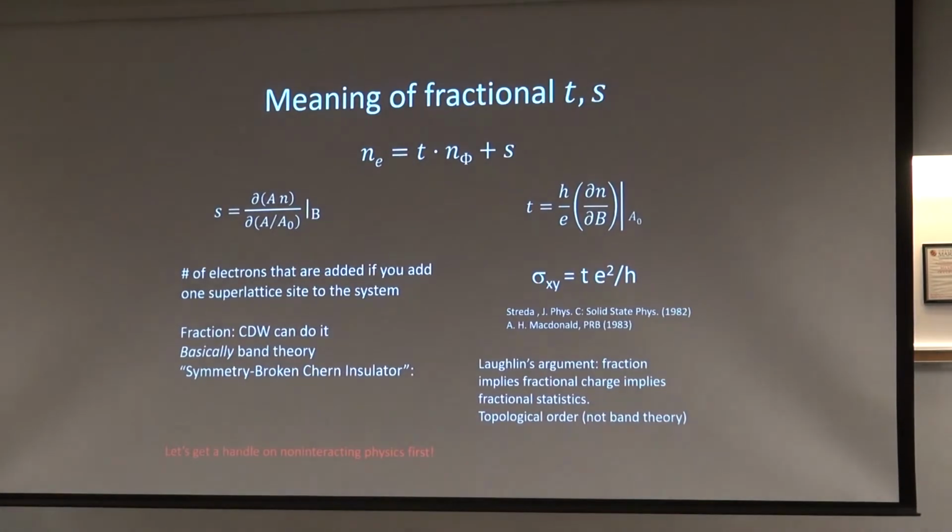Okay, so what is the meaning of a fractional T or S? So if we go back to these definitions, fractional S is telling you that there's a fraction of an electron charge that's glued to each unit cell. So remove a unit cell, you're going to remove a fraction of a charge. Well, there's really 2 ways that can happen, right? One way is that you have a fractional charge in your system, right? In other words, you have some fractionalized state like a fractional quantum Hall state.